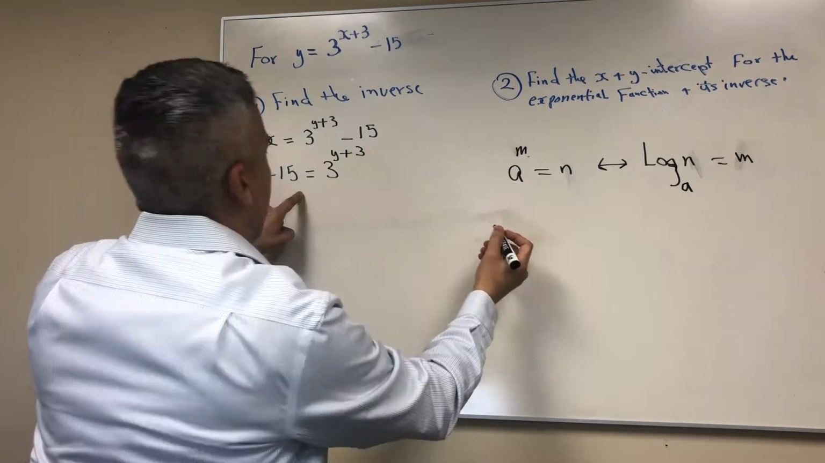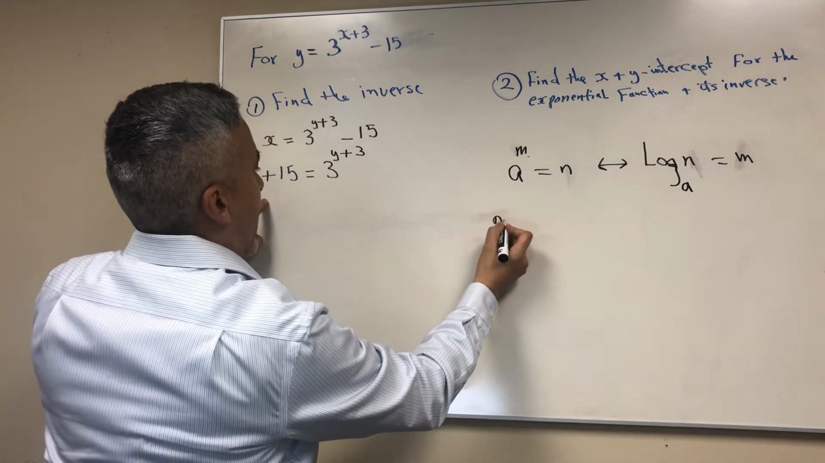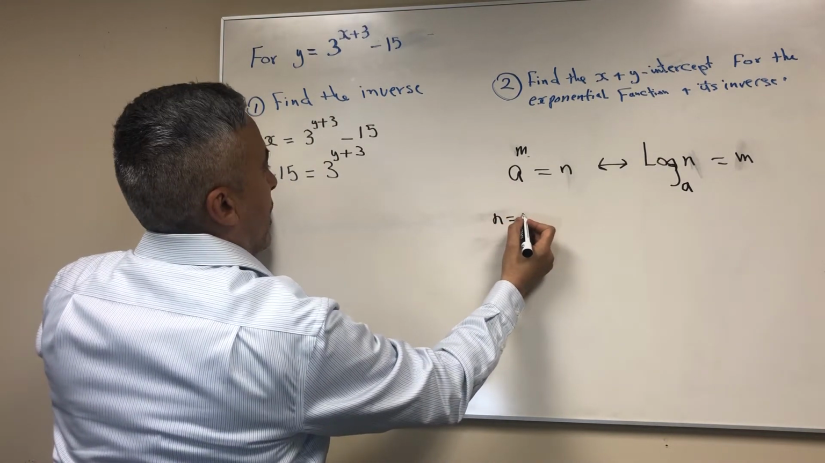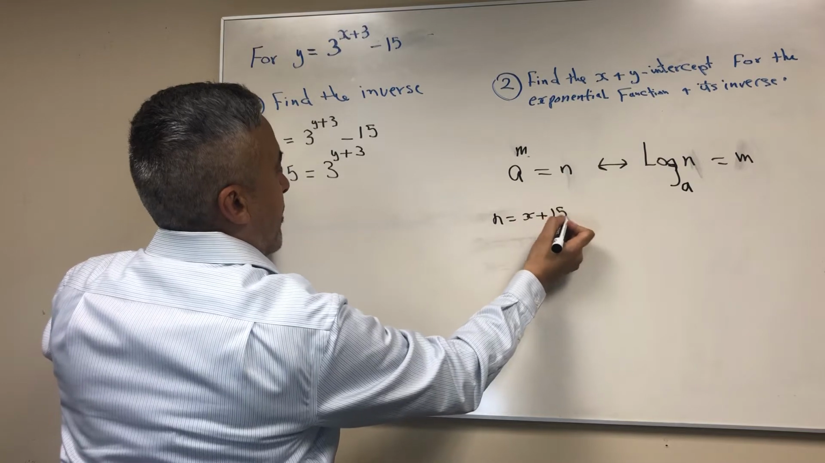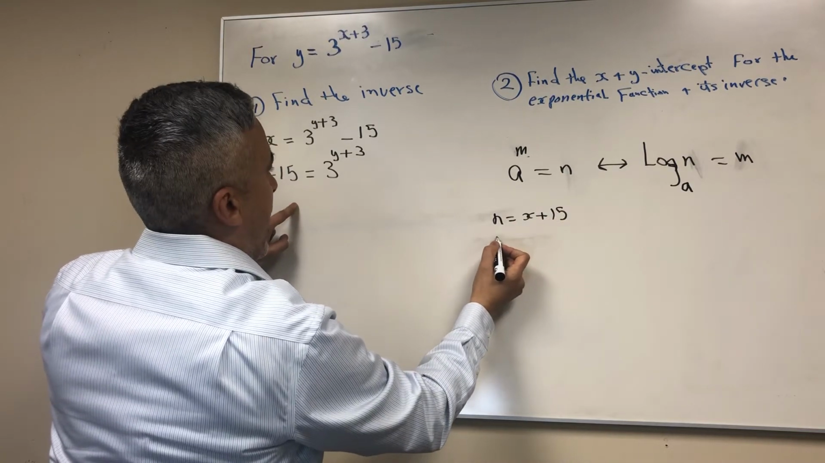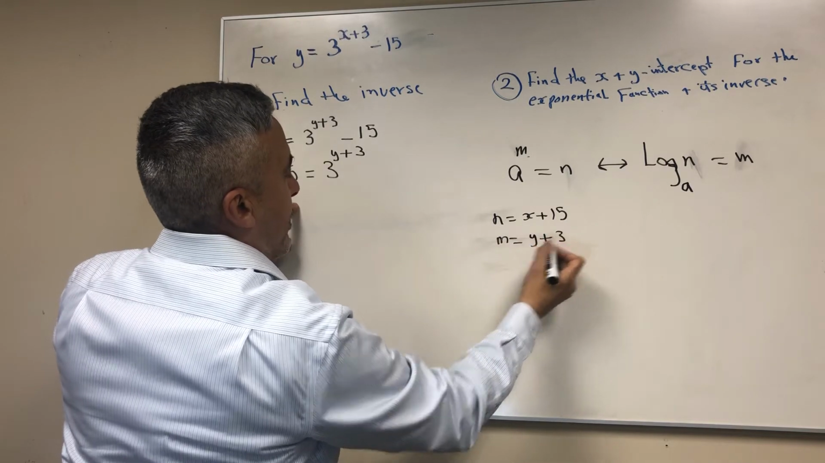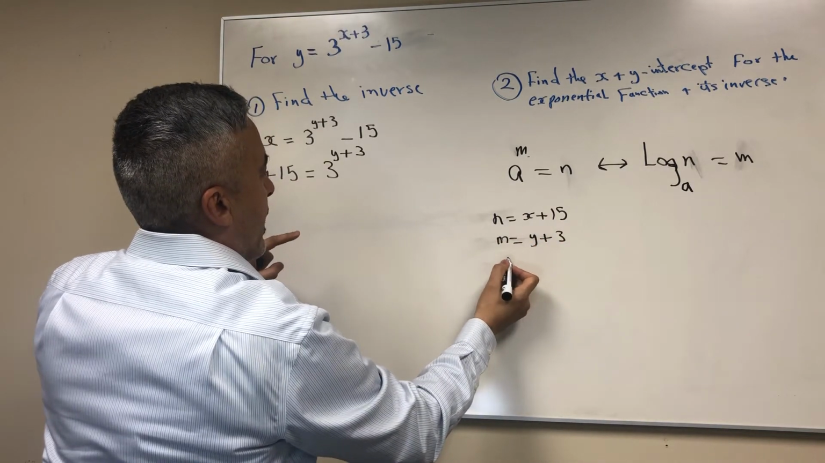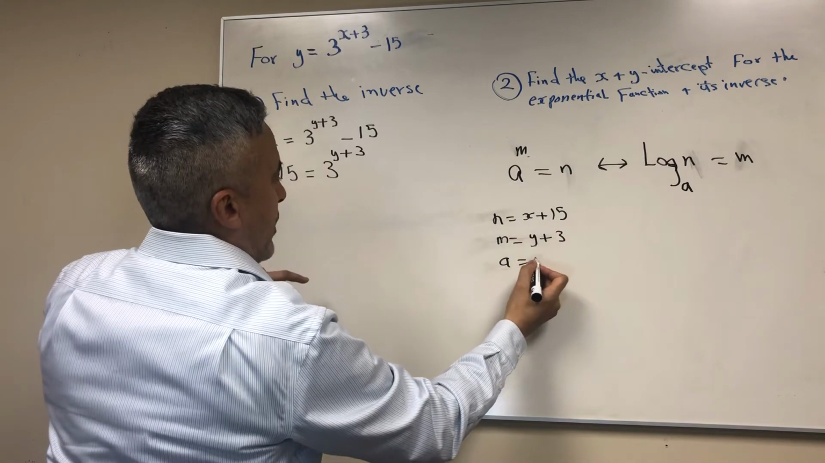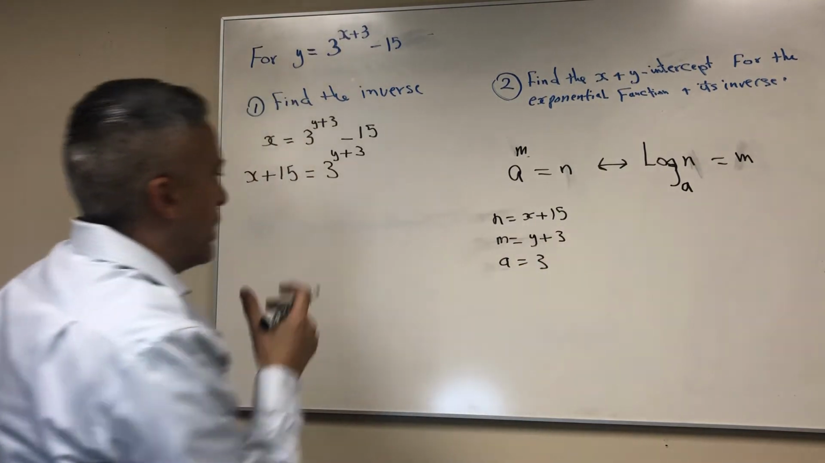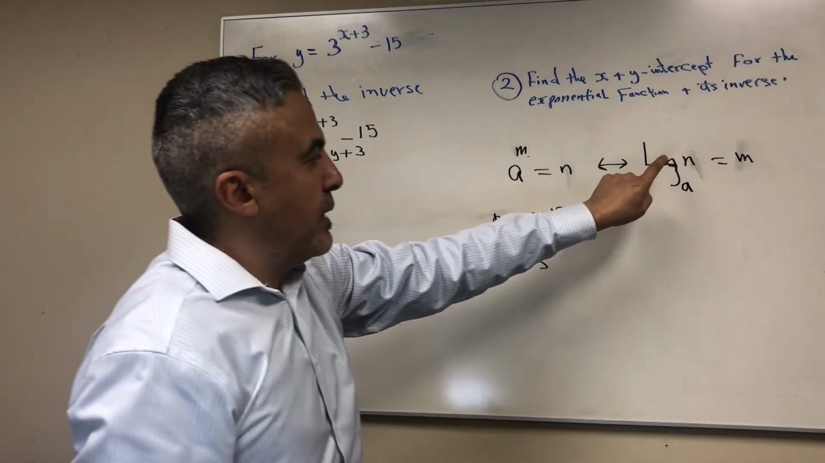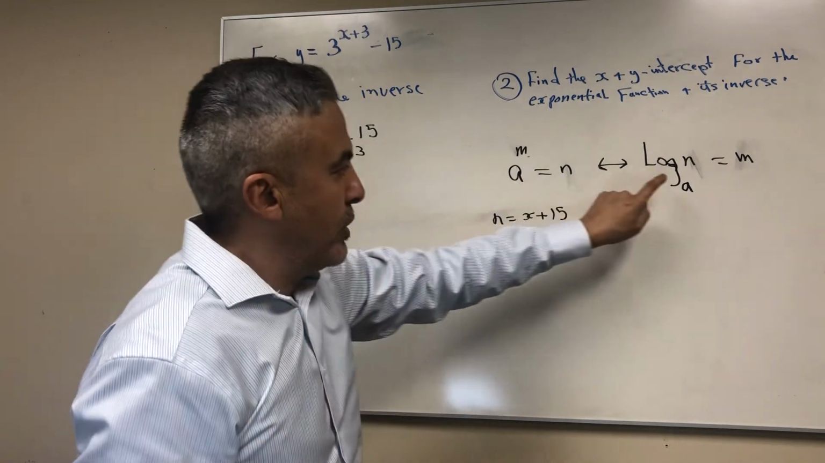Here, n is the x plus 15. M is y plus 3. And a is the base, which is 3. So now all I need to do is just plug in all of this into here.